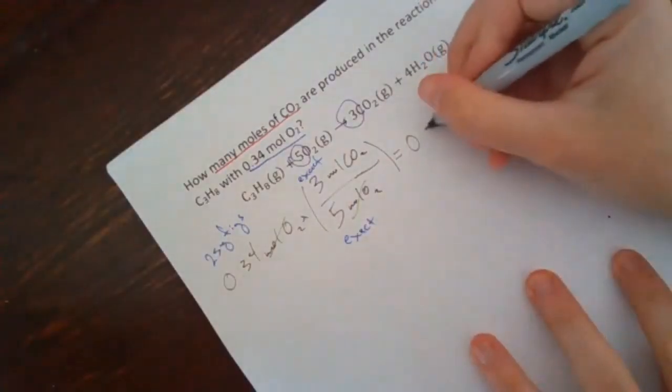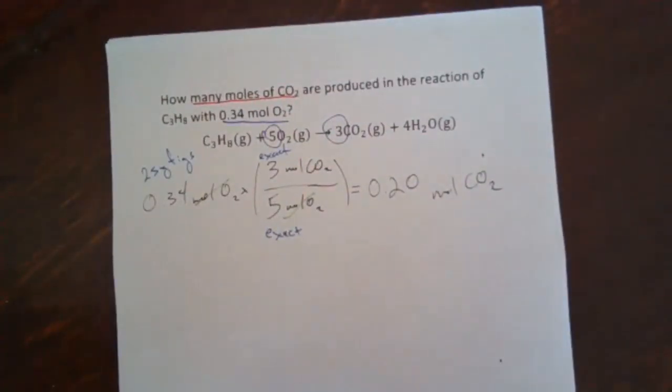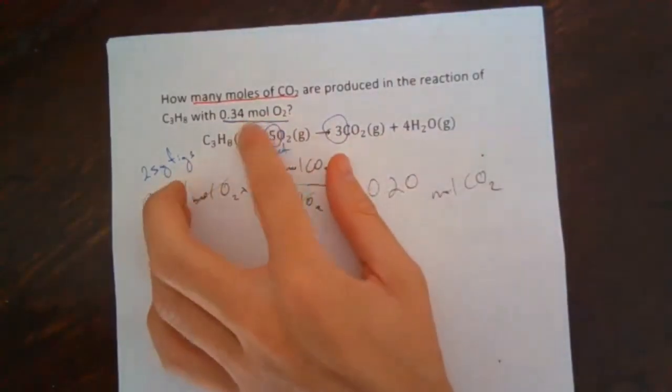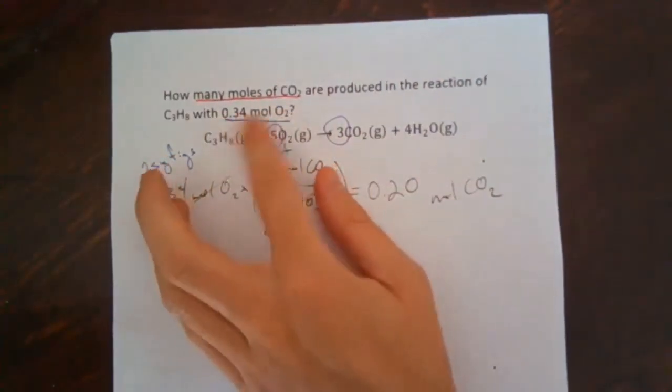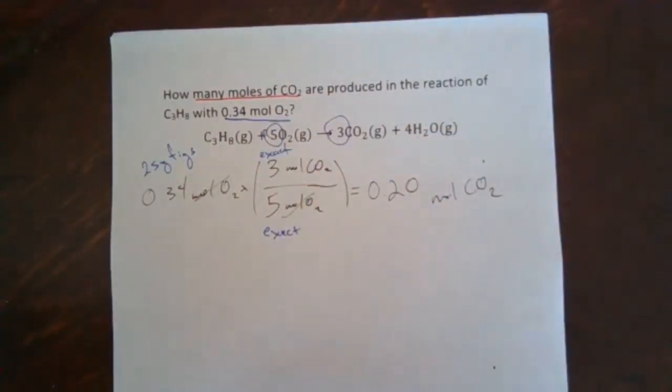So our answer needs to have 2 sig figs. So we get 0.20 moles of CO2. What this is telling us is if you react this much oxygen, 0.34 moles of oxygen, you will produce 0.20 moles of CO2. That is exactly how much CO2 you're going to produce in that reaction of that much O2, right?